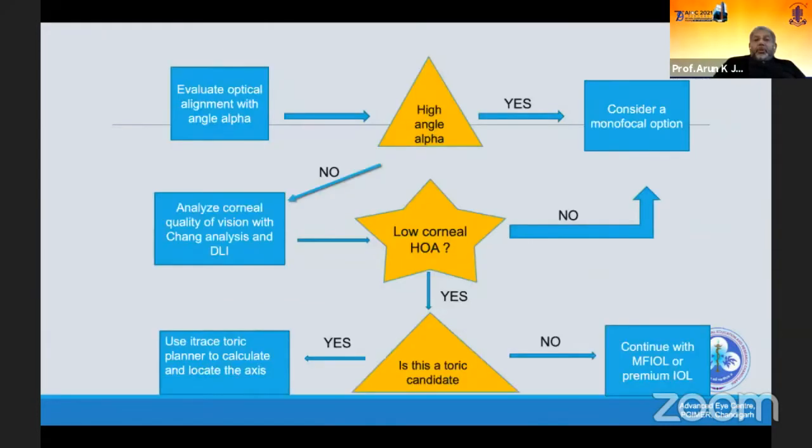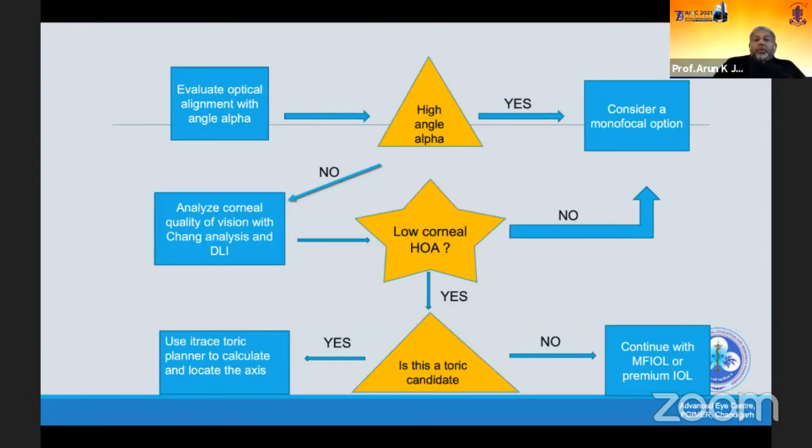This slide has already been projected by Dr. Chintan, but I will add one simple thing. If there is a large angle alpha, we should also avoid an aspheric IOL. Either we should use an aspheric neutral or a non-aspheric IOL, because decentration of an aspheric IOL also leads to a lot of aberration.